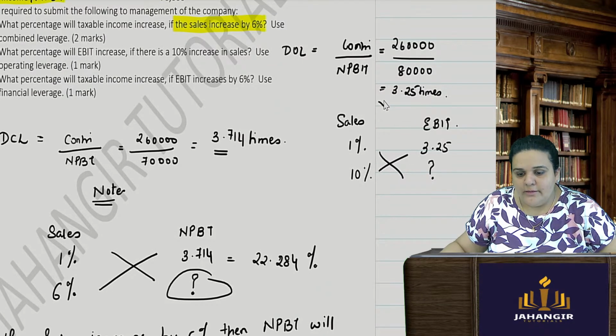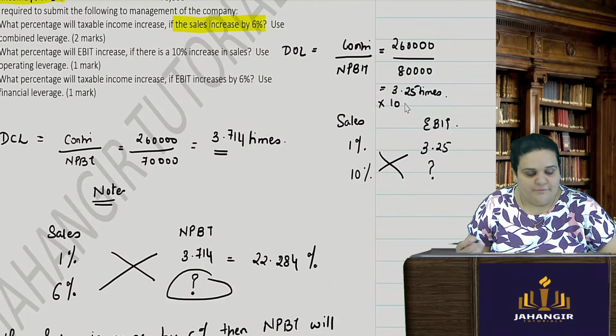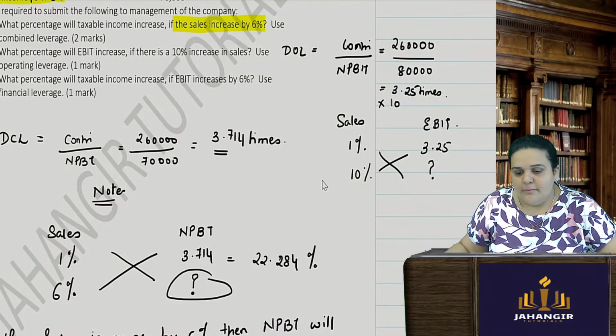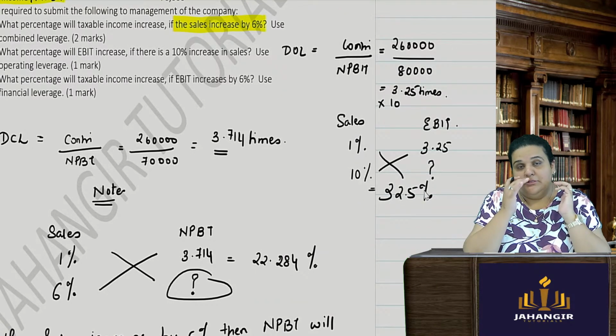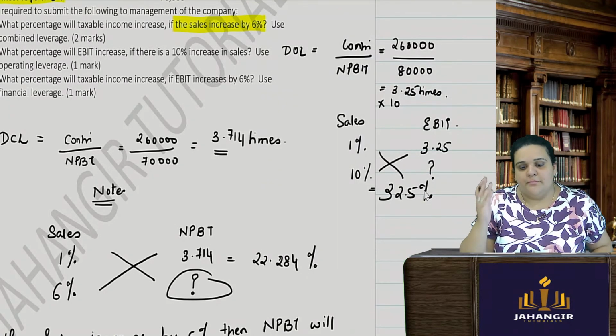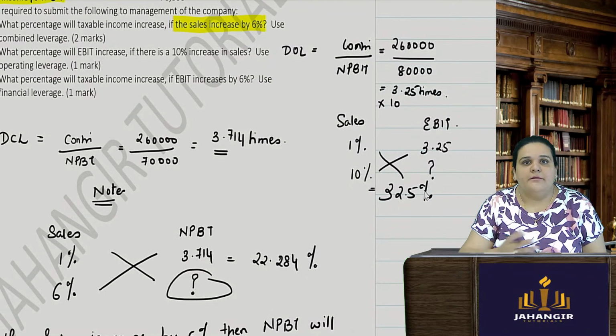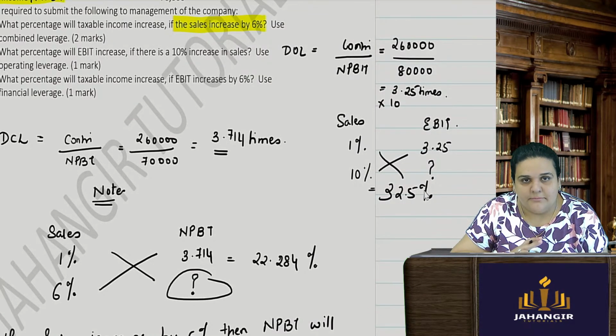So simple again, cross multiply. 3.25 into 10, it will become 32.5%. So can you see the amount of change? Sales is just changing by 10%, but profit is increasing by 32.5%.